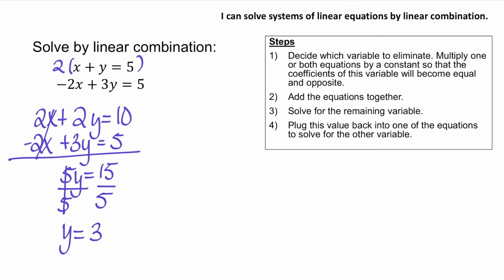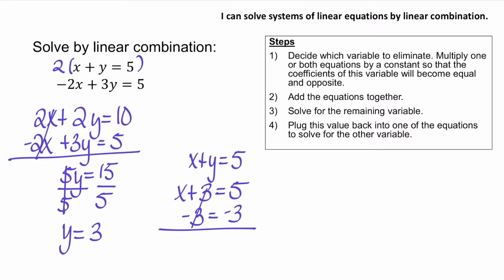So now what I can do is I can pick one of my equations to solve for x. So I'm just going to use the first equation. I'm going to use x plus y equals 5. I'm going to substitute in y equals 3, and I get x plus 3 equals 5. And now I'm going to subtract 3 from both sides, which gives me x equals 5 minus 3, which is 2. So I can write my solution now as an ordered pair, x comma y. So my solution will be 2, 3.